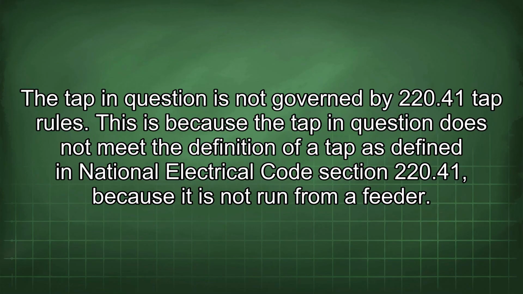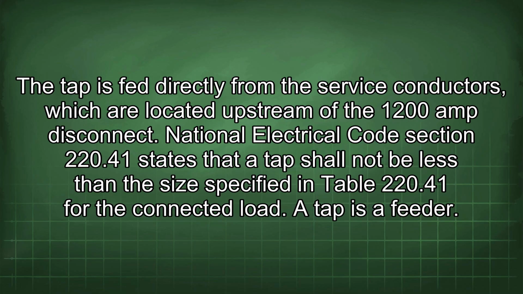The tap in question is not governed by 220.41 tap rules. This is because the tap in question does not meet the definition of a tap as defined in National Electrical Code section 220.41, because it is not run from a feeder. The tap is fed directly from the service conductors, which are located upstream of the 1200 amp disconnect.